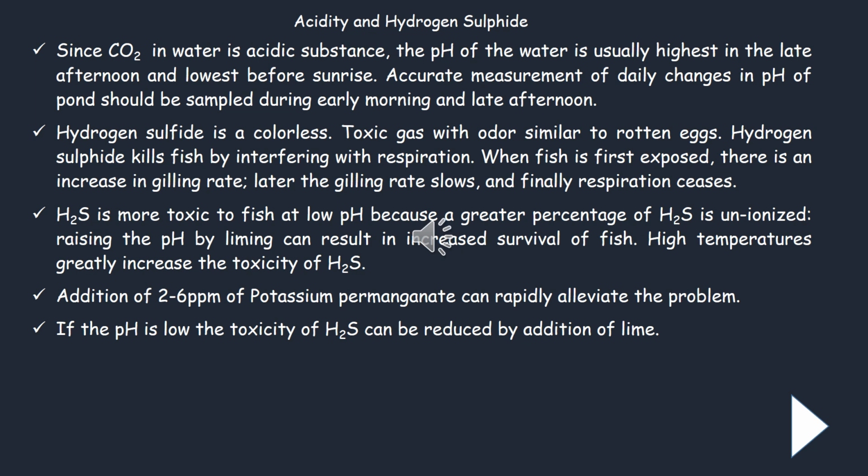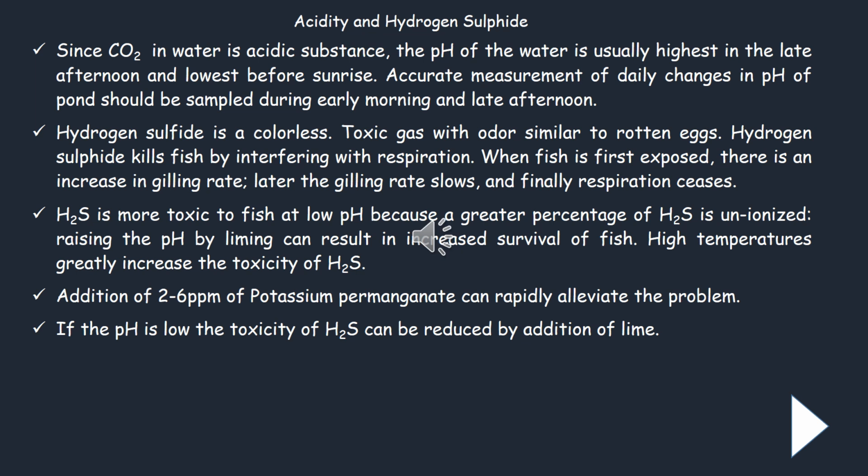Hydrogen sulfide is present in the water from wells located in certain locations, and it is also present in a pond as a result of bacterial decomposition of organic matter. When organic matter decomposes, it releases hydrogen sulfide. Hydrogen sulfide is more toxic to fish at low pH because a greater percentage of the hydrogen sulfide is in the unionized state.